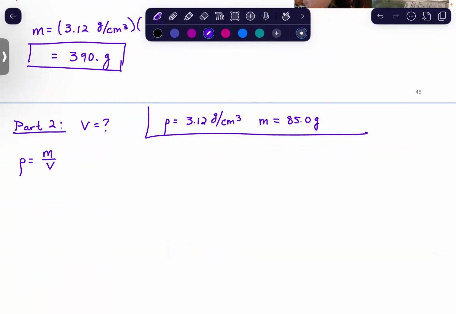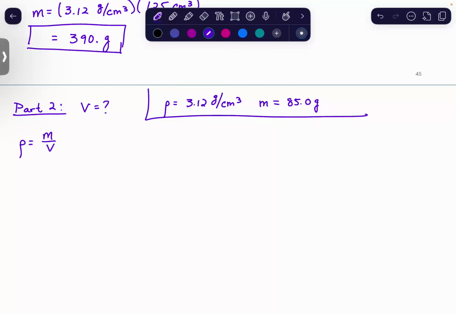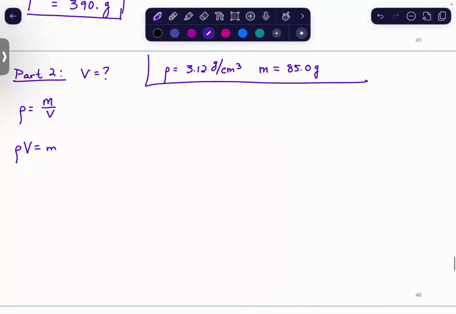But I'm looking for volume. So the first thing I'm going to do is multiply through by volume. And I'm going to get density times volume equals mass. But I want volume by itself. So now I'm going to divide through by density on both sides. My volume will equal my mass over my density. And now I've worked through to the equation I can put numbers into.